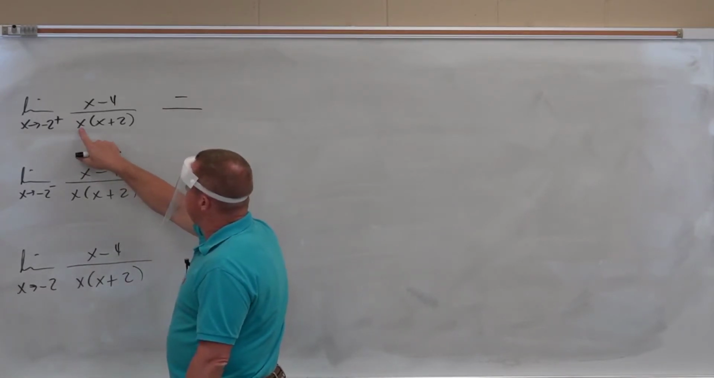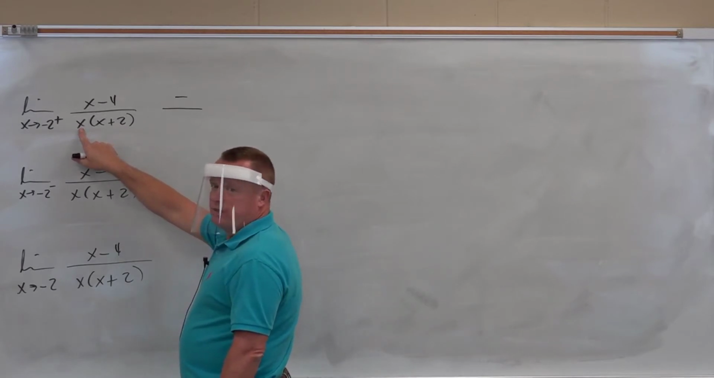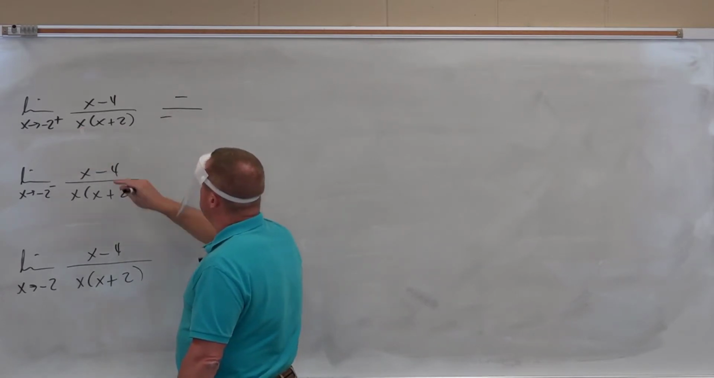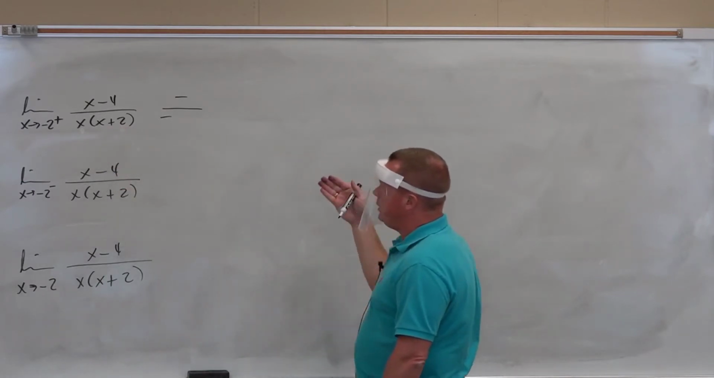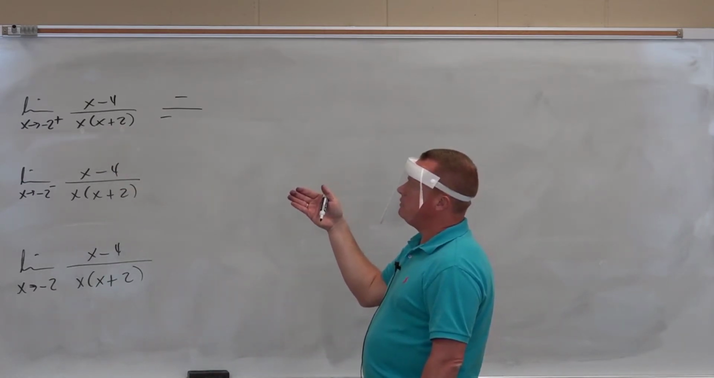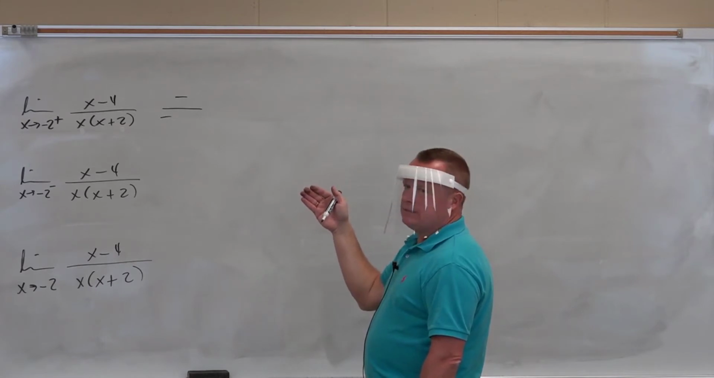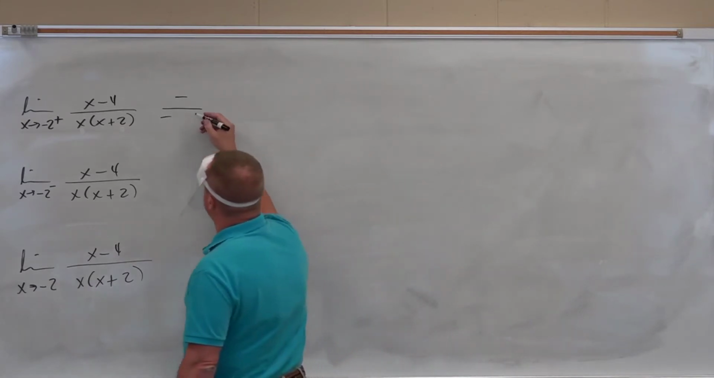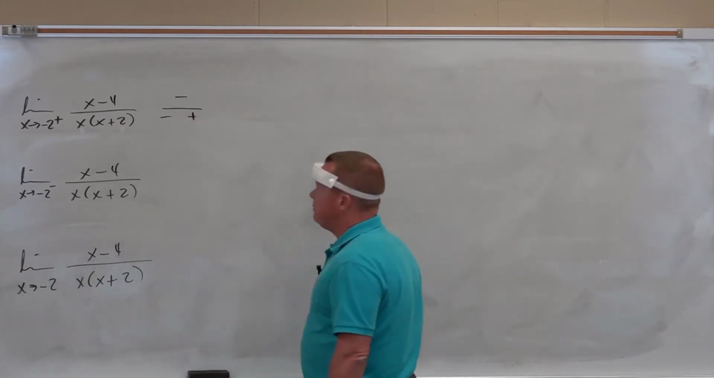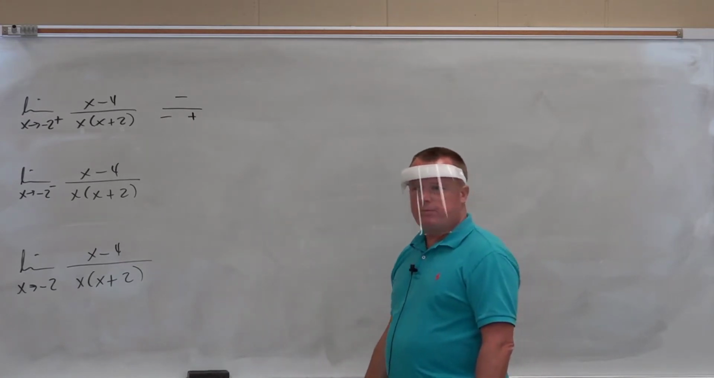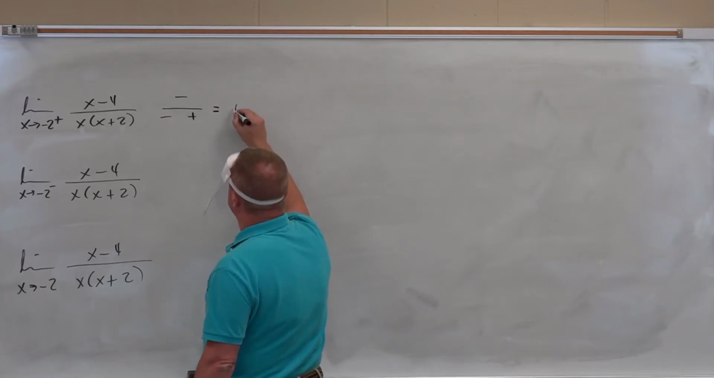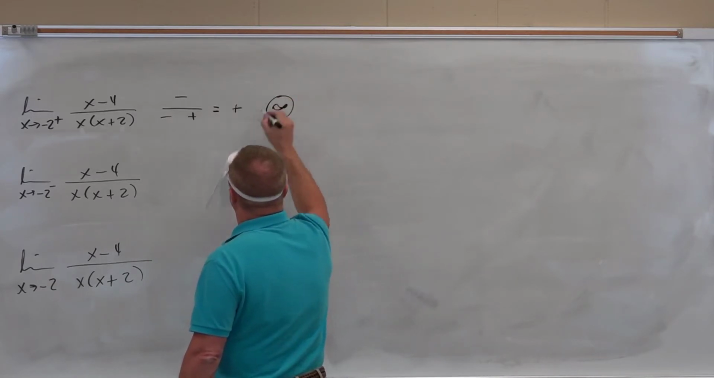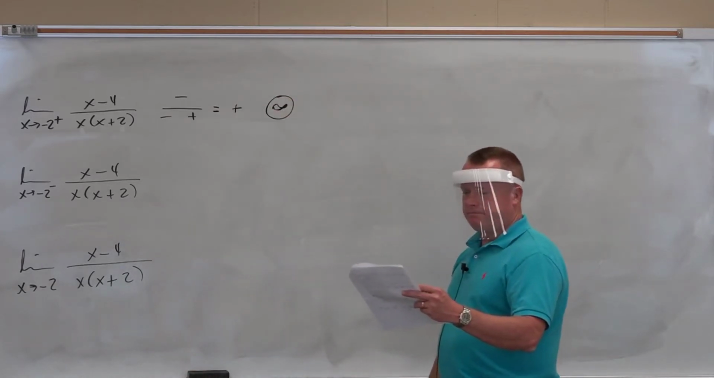All right. For x, I can just plug negative 2 in. Negative. All right. As x plus 2 approaches negative 2 from the right, is that going to be positive or negative? Positive. So I've got a negative, and a positive, multiplying and dividing. What does that give me? A positive or a negative? Positive. So that should just be approaching infinity. Okay.